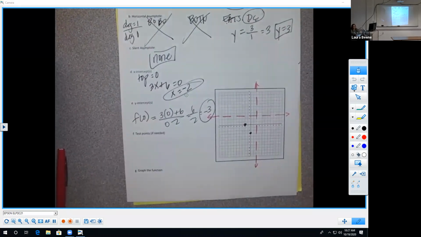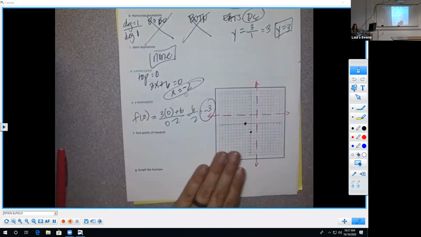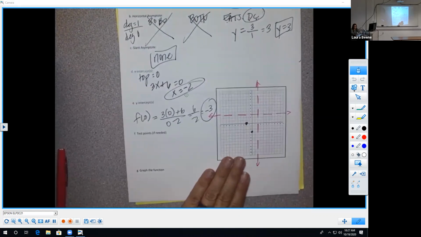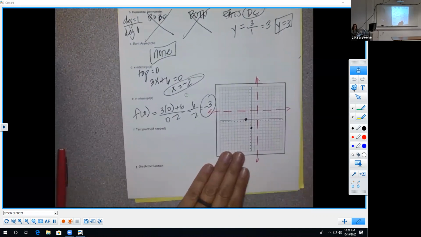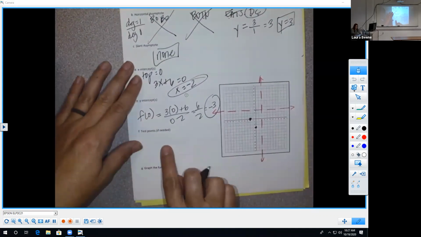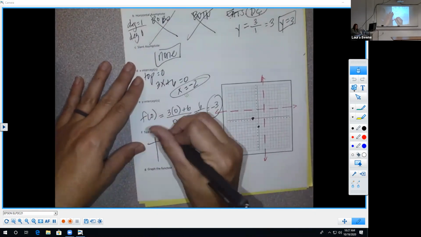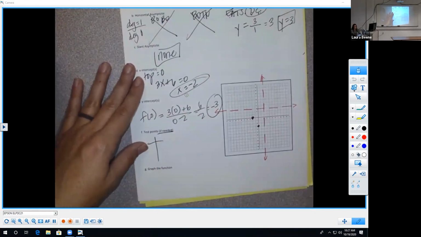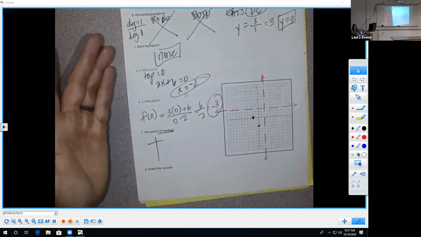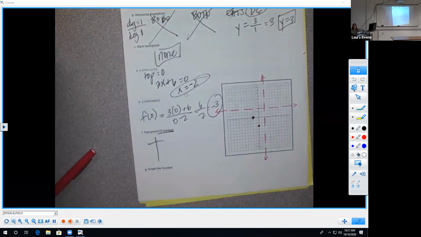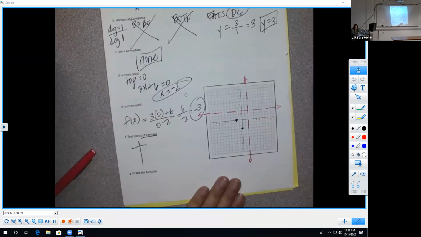If that's something you're not familiar with, how could you get more points over here on the left-hand side? We could make some test points over here. That's why I say if needed. You're probably going to need them, but you may only need 2 of them, whereas somebody else might need 6. It just depends on how much time you have spent graphing these.